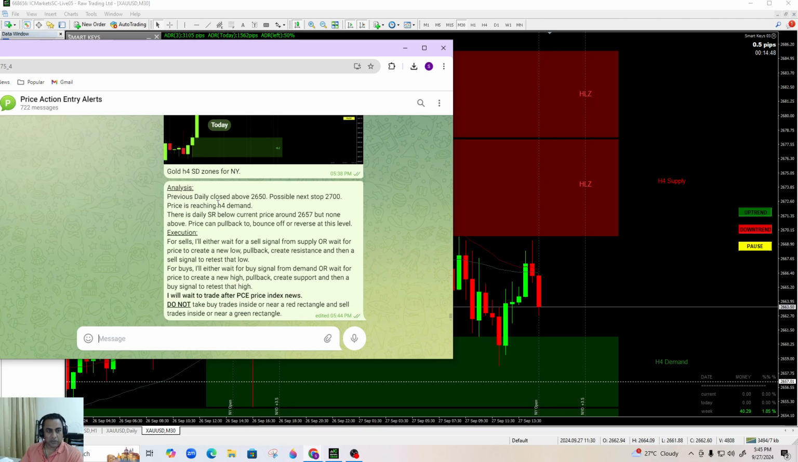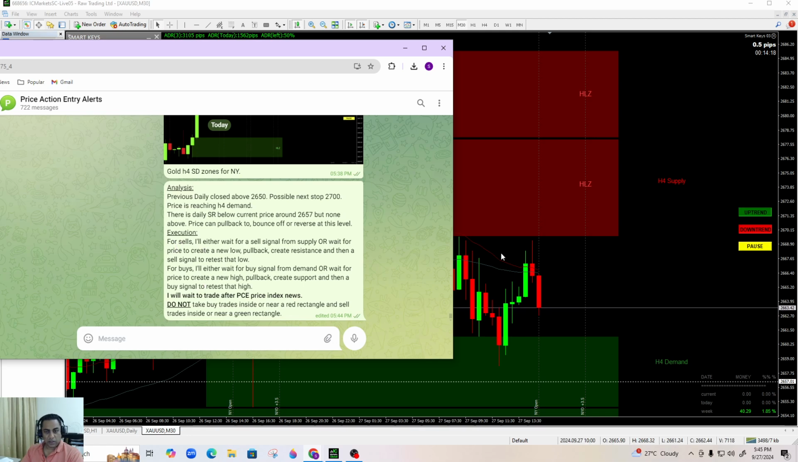So the analysis: previous daily has closed above 2650. Yes, closed above 2650. Possible next stop is 2700. Price is reaching H4 demand. We've got demand there. There is daily SR below current price at 2657. Price can pull back, bounce off, or reverse at this level. So you just pay attention to it. You don't try to do anything with it, but just keep an eye on that level if you are trading the signals of the indicator.